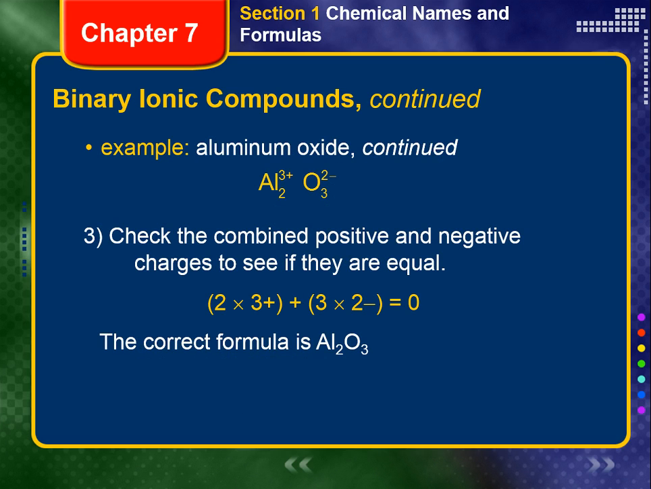3. Check the subscripts and divide them by the largest common factor to give the smallest possible whole number ratio of ions. Then write the formula. Multiplying the charge by the subscript shows that the charge on 2 Al3+ cations is equal to the charge on 3 2- anions, which is 6. The largest common factor of the subscripts is 1. The correct formula is therefore written as Al2O3.